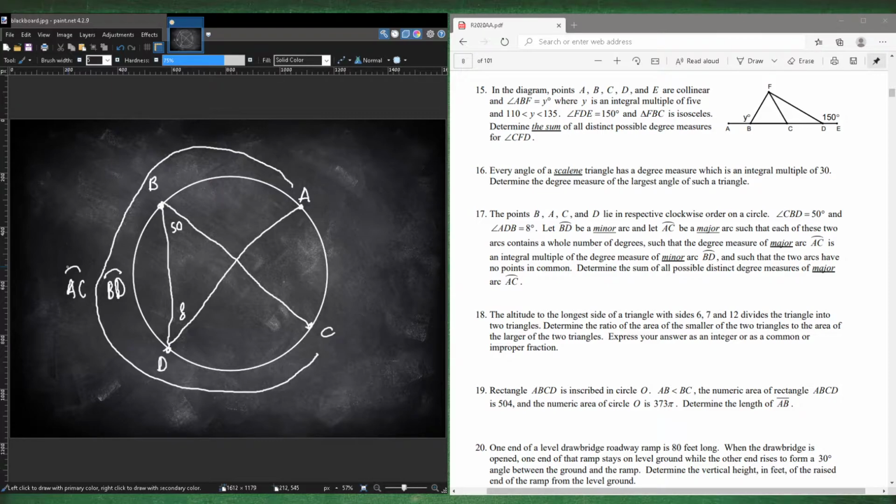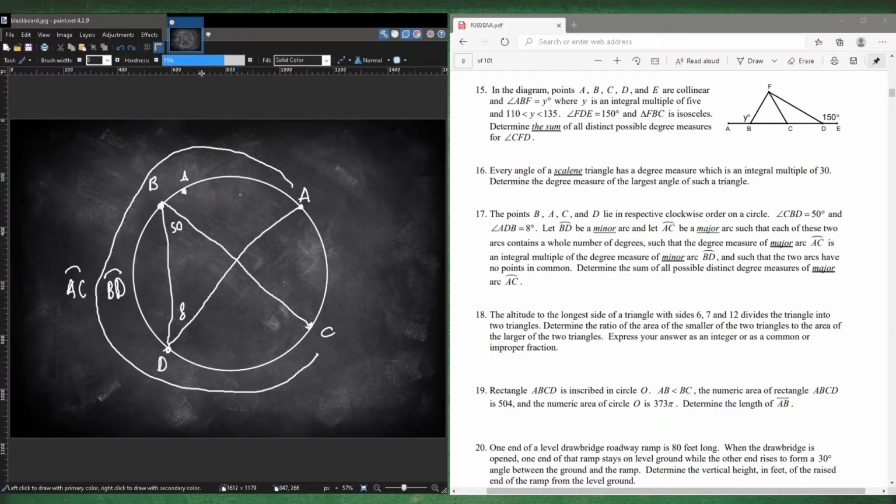such that each of these two arcs contain a whole number of degrees, so they're integers, such that the degree measure of the major arc AC is an integral multiple of the minor arc BD, and such that the two arcs have no points of intersection. So looking at our diagram, we see points of intersection, right? It's this big one and then the small one, so it's intersecting right here. So that tells us that AC cannot be here. It actually has to be somewhere else. So the point A has to be right here, and the point C has to be right here, because then our major arc will be this way, while our minor arc will be right here for BD. So then they don't have points of intersection. So we had to modify the circle that way.